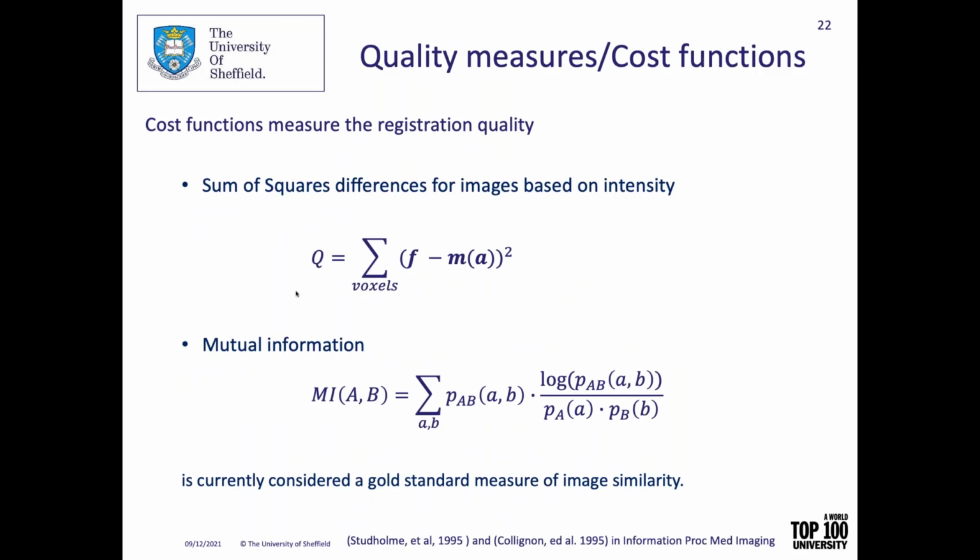So there are two different types of cost function, or quality measure, that can be used. The first one is the more intuitive, the sum of square differences. So basically you compute the sum of the square of the difference between the fixed image and the moved image in the same point, in the corresponding coordinate. Another measure is the mutual information. Mutual information is a concept that comes from information theory and is considered a gold standard for measuring image similarity.